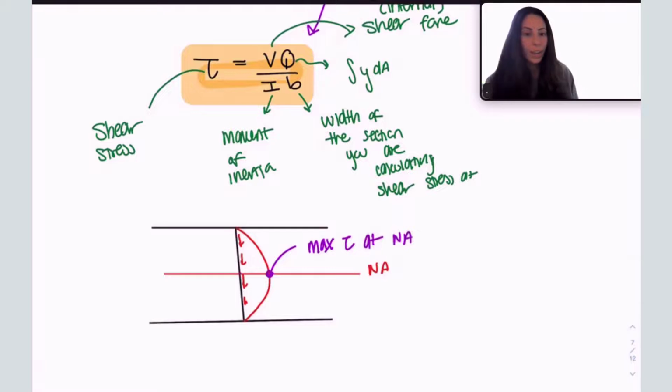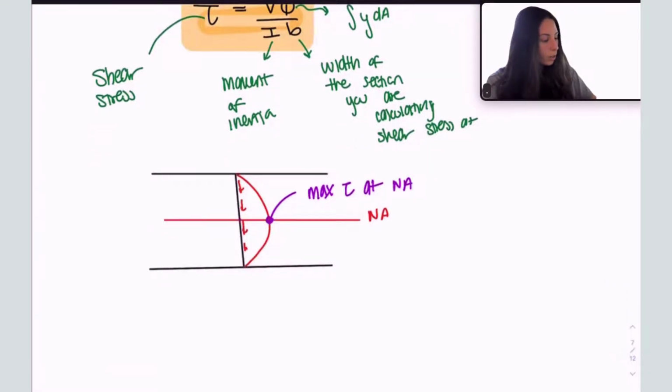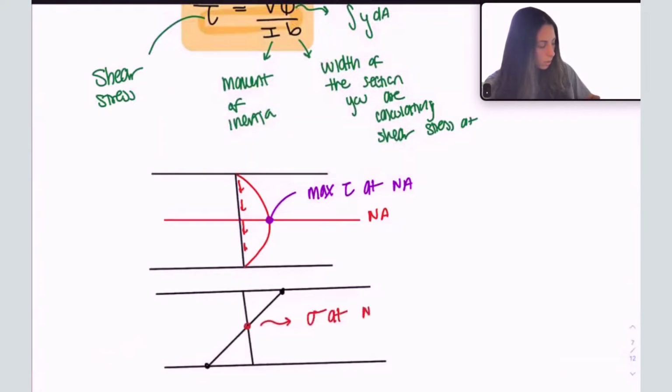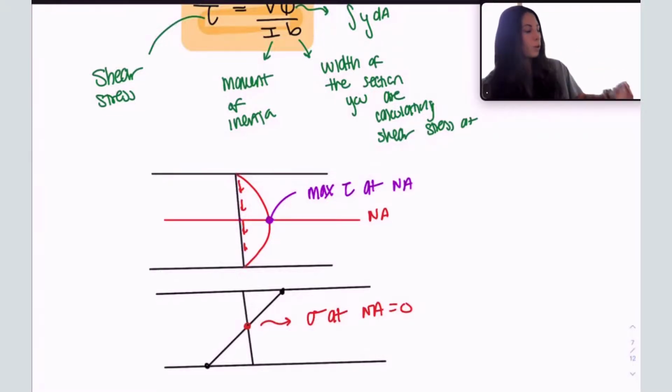At the NA. Recall the profile for bending stress, for normal stress due to moment, right? Okay. What is the sigma at the neutral axis? It's 0. So at the neutral axis, your sigma, your normal stress is 0, but your tau is maximum. That is very important to remember.